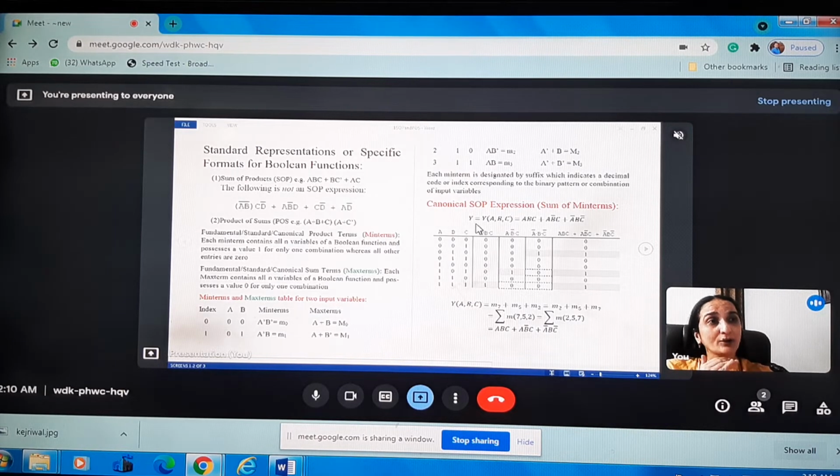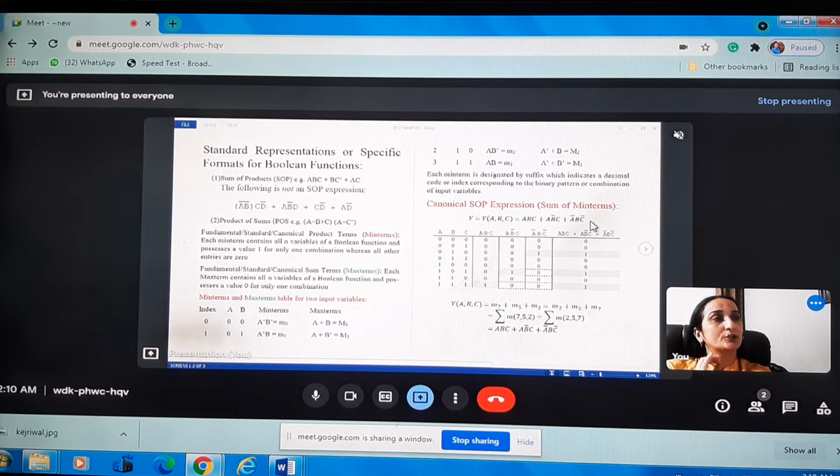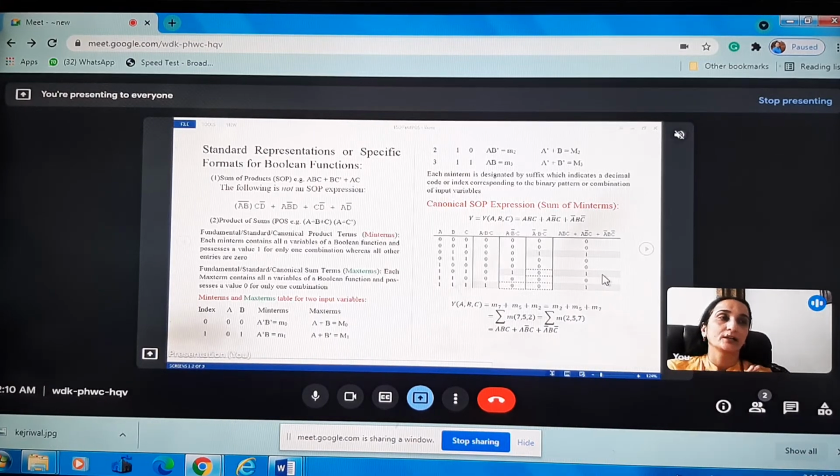Now, how can we convert this canonical SOP expression into a truth table? For that, we need to examine each product term and determine when it will be equal to 1, and where that product term is equal to 1, this OR gate will output 1, because we know that when any input of an OR gate is 1, the output is 1.